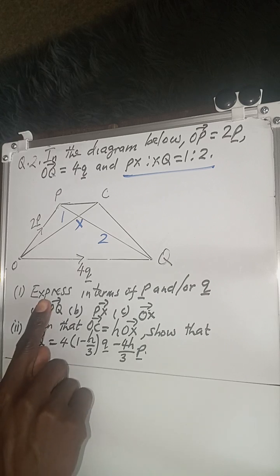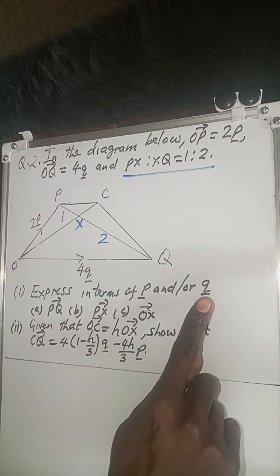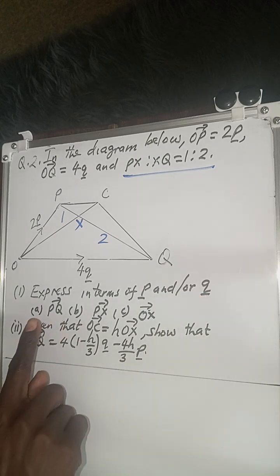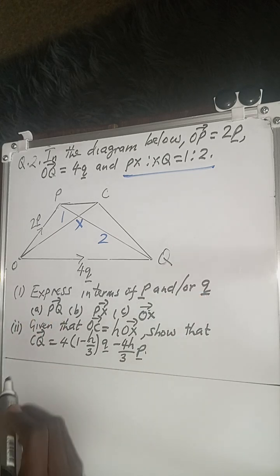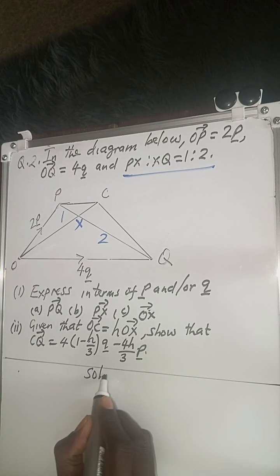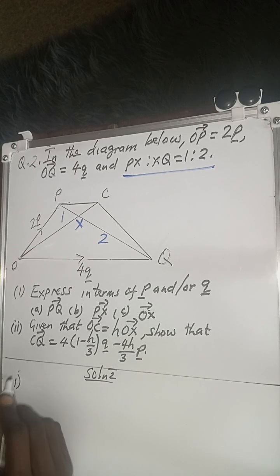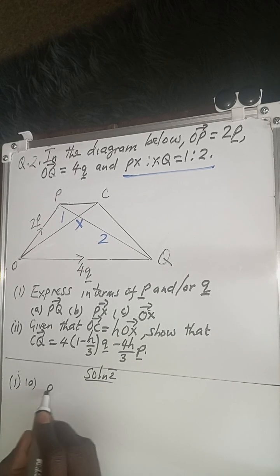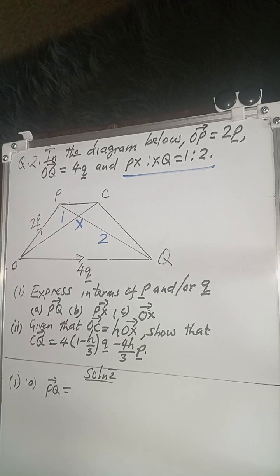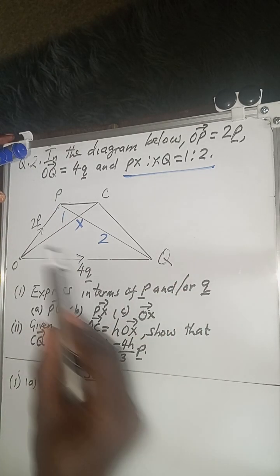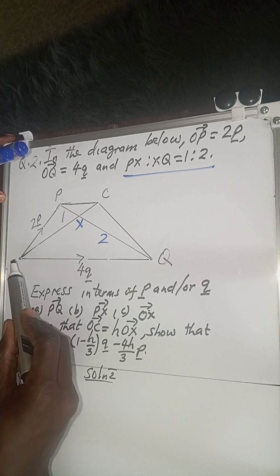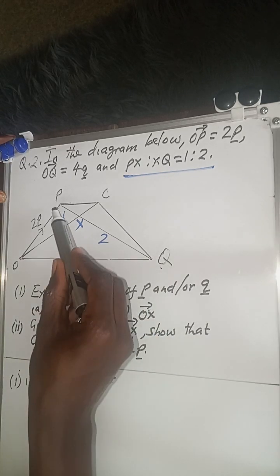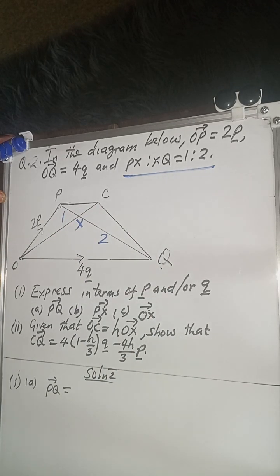Then it says, express in terms of vector P and or vector Q. A, so Roman 1, we look at the solution to this one. A says PQ. So how do you find your PQ? How do you move from P to Q? Remember, PQ is PO combined with OQ. But if you move PO, you're moving in the opposite direction.